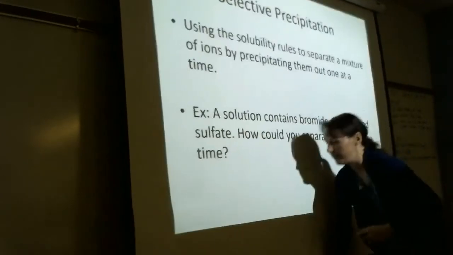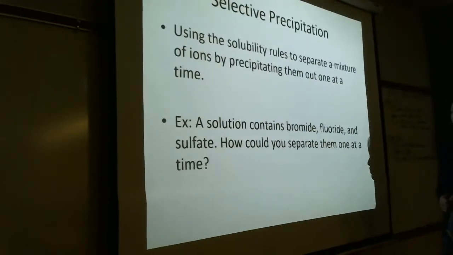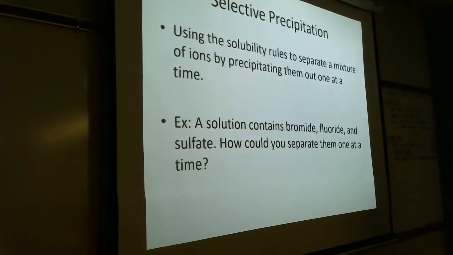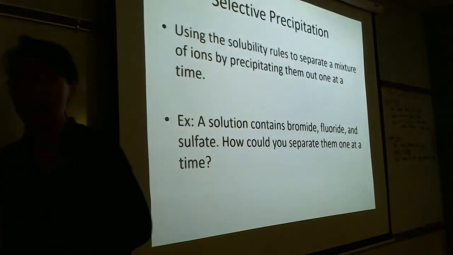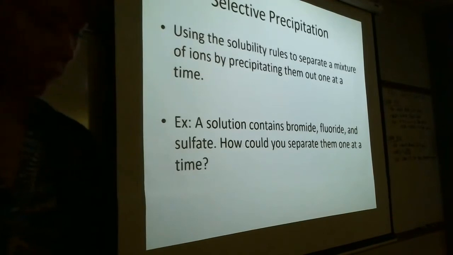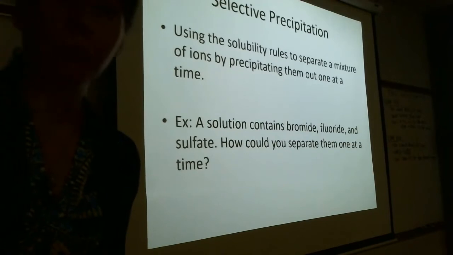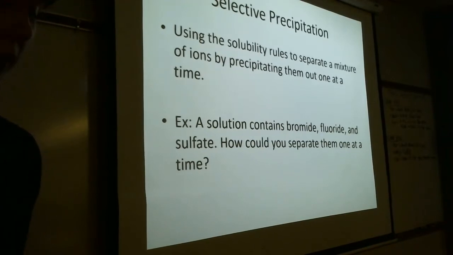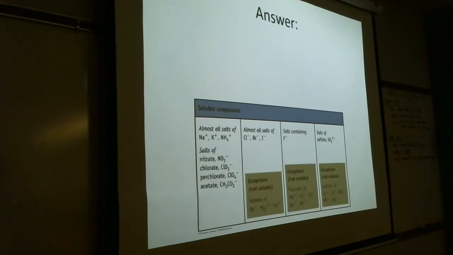So here's the example that I give you. A solution contains bromide, fluoride, and sulfate. These are all anions. How could you separate them one at a time? Look at your solubility rules. Bromide, fluoride, and sulfate are all pretty soluble, because notice they're listed under the soluble compounds section, and there are only a few exceptions.